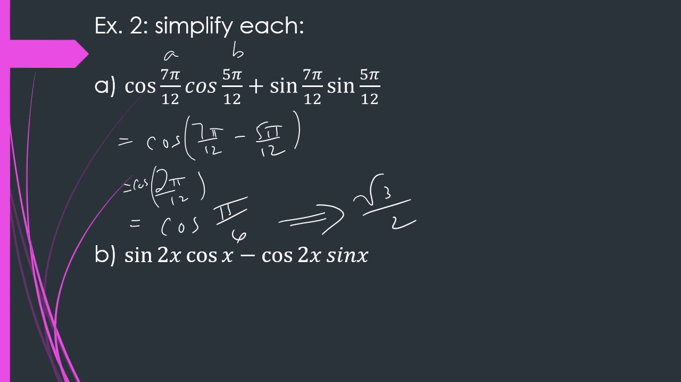What about the next one? Sine 2x cos x minus cos 2x sine x. Well, hopefully you identify that as the compound angle formula for sine, but subtraction. That's like your a, that's like your b. Sine of 2x minus x. What's 2x minus x? Sine x. There's nothing else we can do with that. That's just showing you, it doesn't always have to be radians or degrees. It could just be plain letters or variables, and you have to simplify.